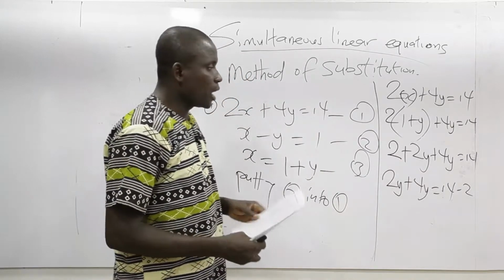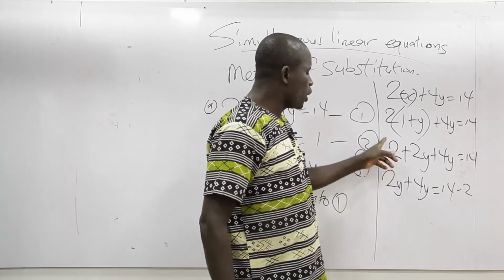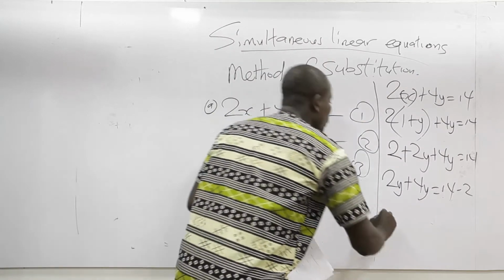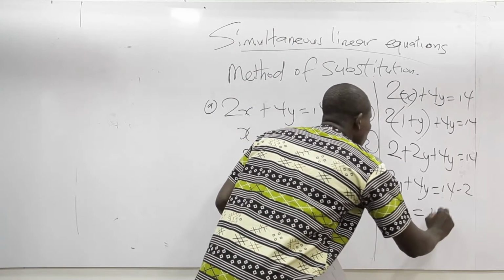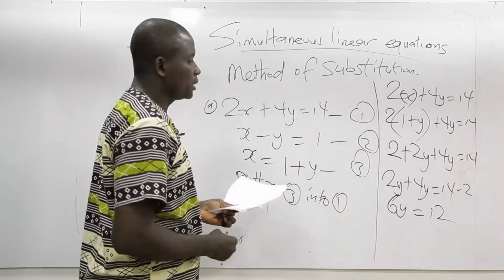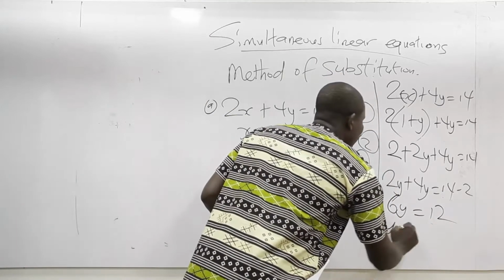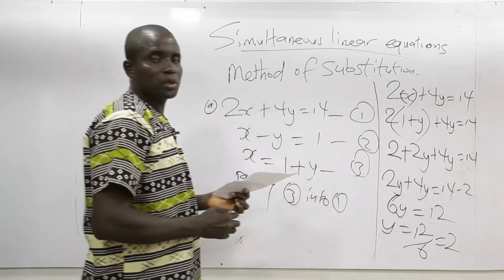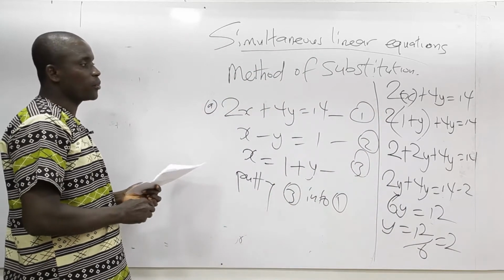Are you getting the point? Why is it minus 2? Because the 2 here is positive; when it crosses, it becomes minus. So we are having 6y is equal to 12. So how do you get y? y is equal to 12 over 6, and that will give you 2. So the value of y is 2. I hope you're getting it.